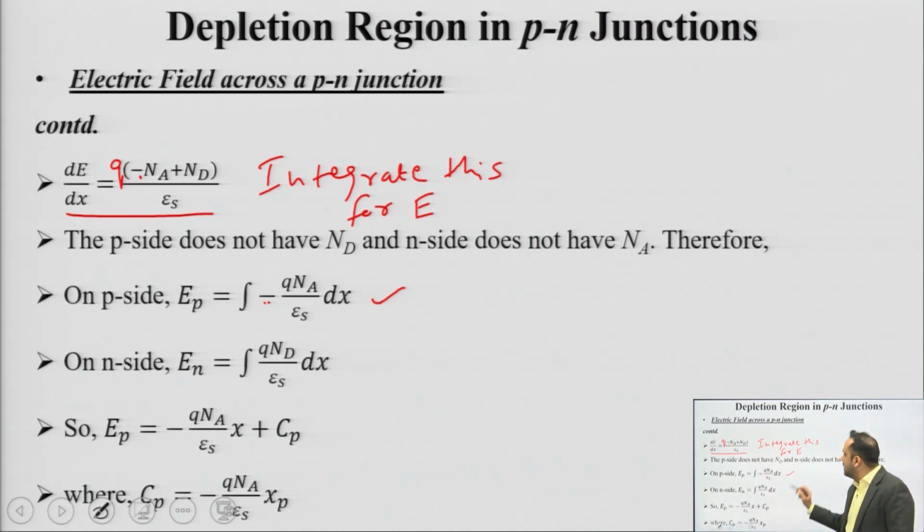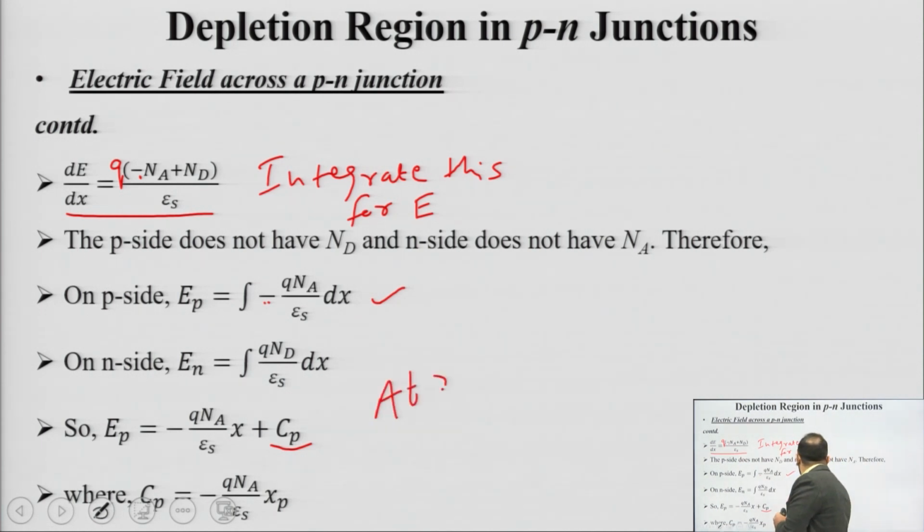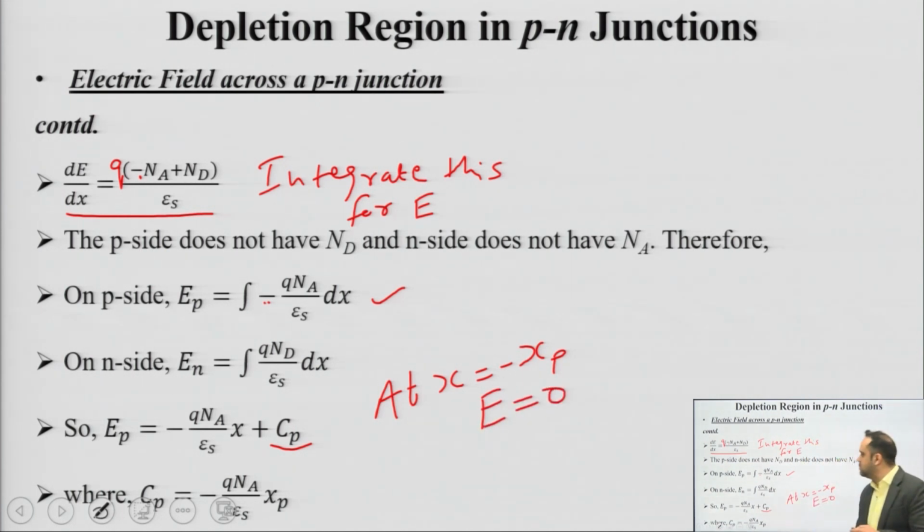So, when I integrate, now there are no limits here. If there are no limits to integration, a constant will be generated. To get the value of this constant, I am just going to look at the edges, the P edge and the N edge. At the P edge the electric field is 0, at the N edge the electric field is 0. Okay. So, at x equal to minus xp, the electric field is 0. This helps me in getting the value of Cp.